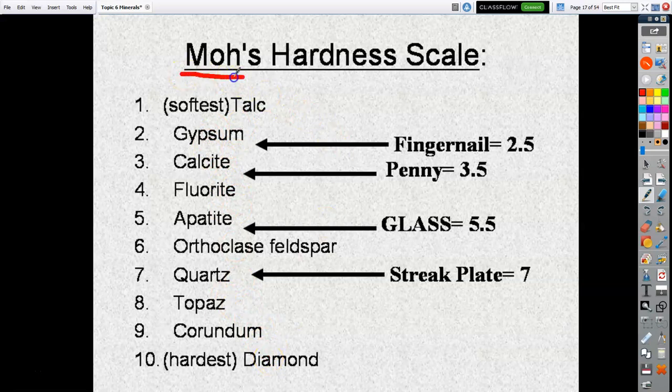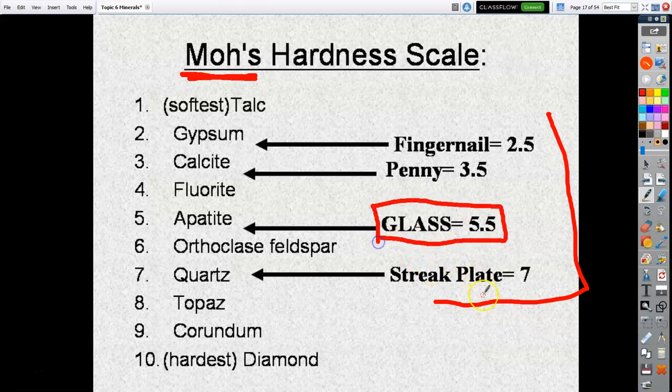It's called the Mohs hardness scale, M-O-H-S, made up by the scientist Mohs, who created this scale. I forget when, a long time ago. Anyway, this is a scale going from 1 to 10. So minerals are classified anywhere between 1 to 10, and can be halves as well. Like you could have a 3.5 or a 2.5. And these are some common objects over here on this side that you would use when you perform the hardness test. Especially the one you're going to use very often is the glass. This is the one you use most often.